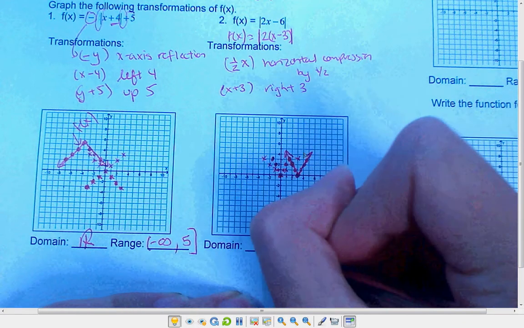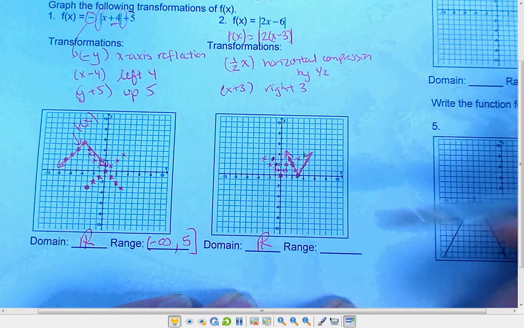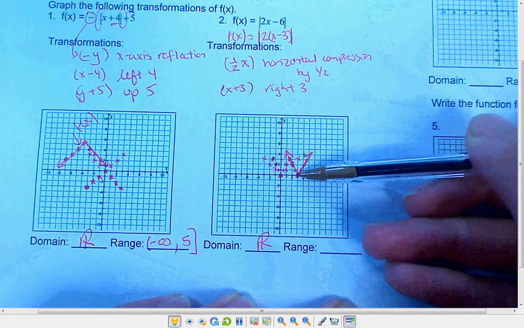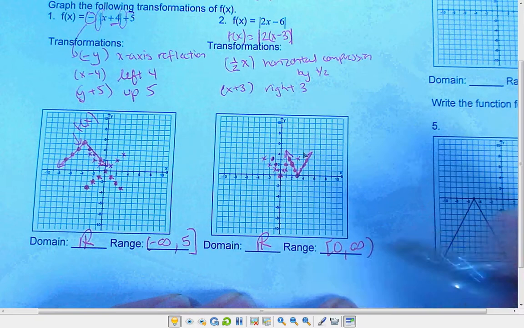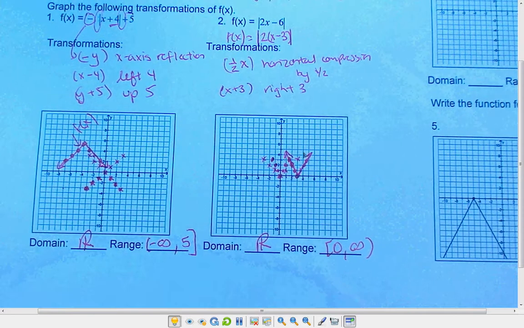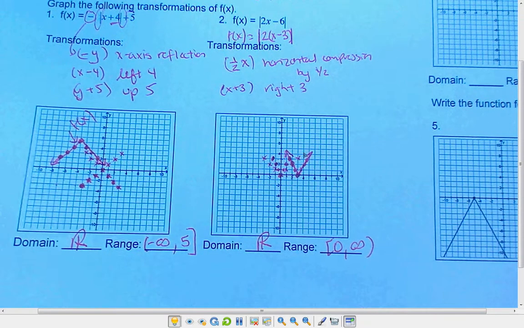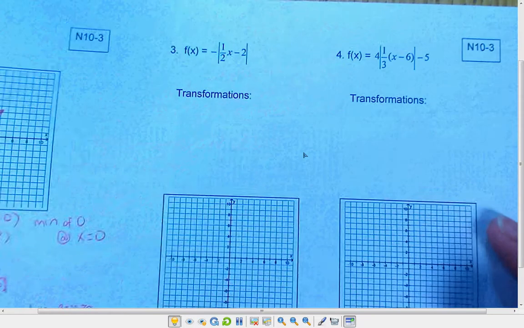So my domain is all real numbers. My range is starting at this point right here, which again, look at your y's. Be careful you're not looking at the x-axis. So it starts at 0, goes up to infinity. That's number 2.